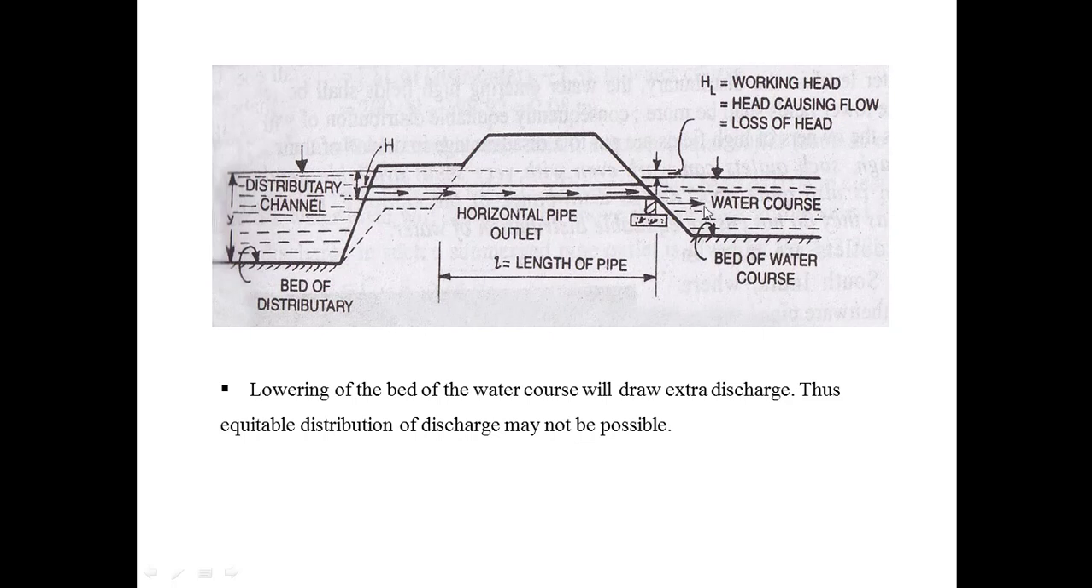So water enters from here, and because of this working head, water enters the pipe and moves into this water course. Lowering of the bed of the water course will draw extra discharge. Thus, equitable distribution of discharge may not be possible. So if you lower the bed of this water course, then you can get the extra discharge. This is the bed of the water course. If you lower this, you will get the extra discharge from the distributary channel.